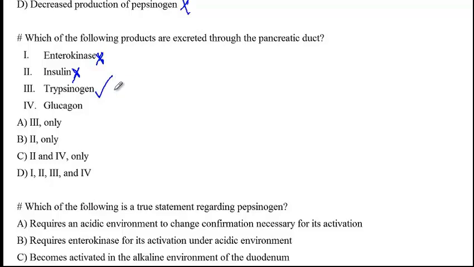Trypsinogen, yes, that is being released into the pancreatic duct. Glucagon, no, that is being released into the blood. So the answer is choice A. Trypsinogen is the only one that is being released into the pancreatic duct.